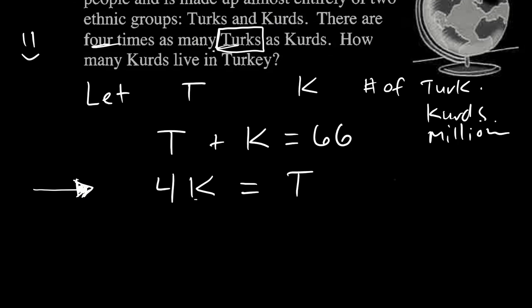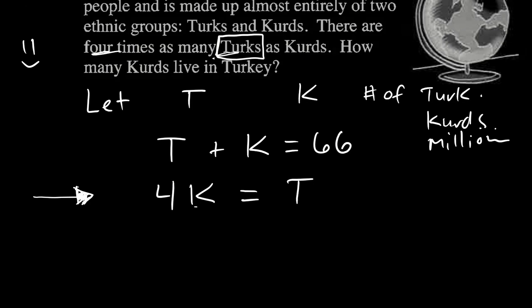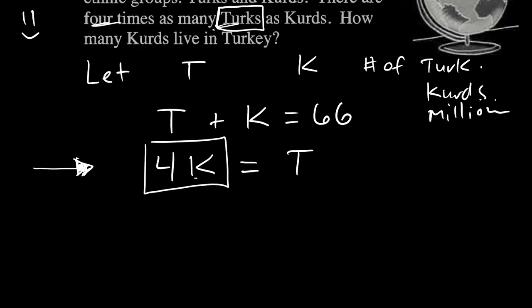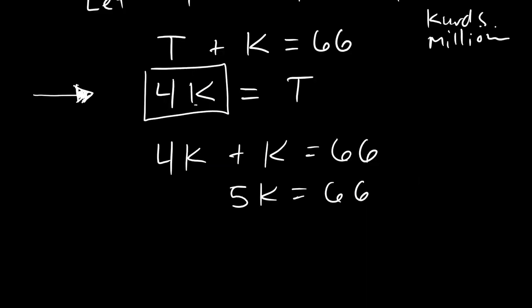Okay. Now that I think I've got that squared away in my own mind and hopefully yours, I can solve this using substitution. So I'm just going to take this value, which is equivalent to T in the second equation, and put it in the top equation. So that top equation is going to become 4K plus an additional K is 66. So that means 5K is 66. And let's go ahead and divide both sides of that by 5. It doesn't go in evenly, but I get about 13.2.